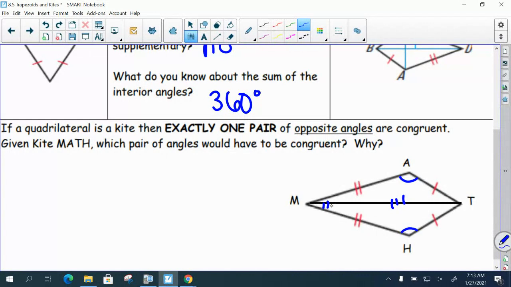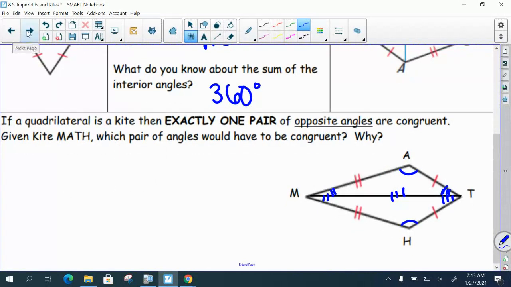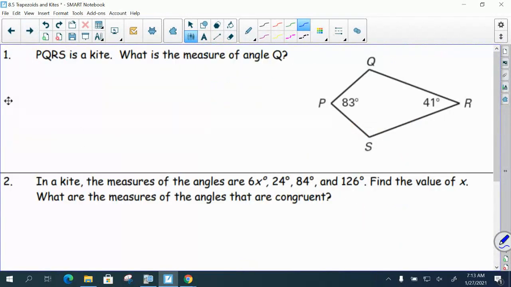Now, this would be congruent with this part, and this would be congruent with that part. So then you've got that one of the diagonals is also an angle bisector, but this diagonal would not be an angle bisector. So it's a little bit tricky to think about. But make sure you write all this down so you don't forget.